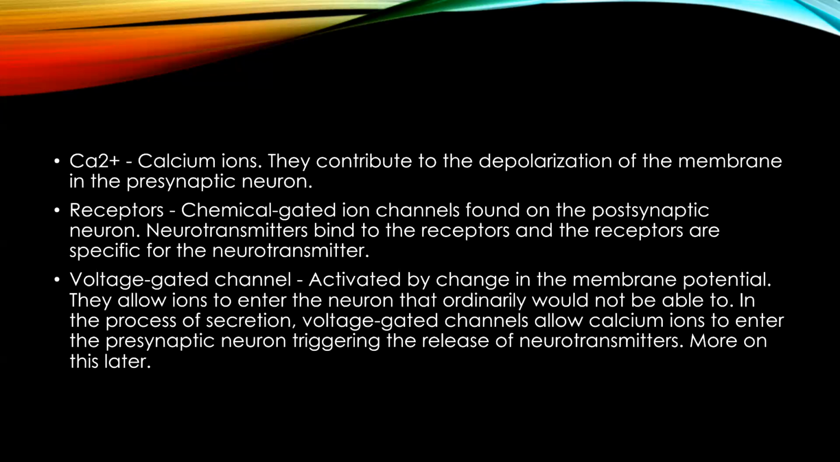Voltage-gated channels are activated by change in the membrane potential. They allow ions to enter the neuron that ordinarily would not be able to. In the process of secretion, voltage-gated channels allow calcium ions to enter the presynaptic neuron, triggering the release of neurotransmitters. More on this later.